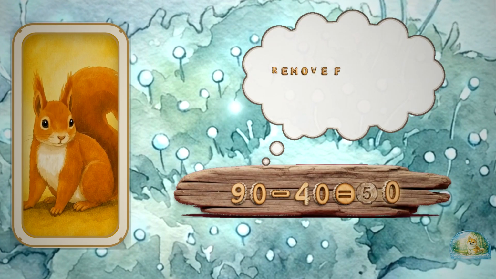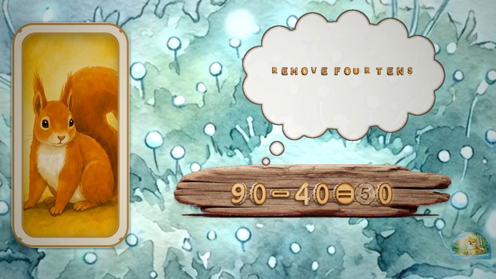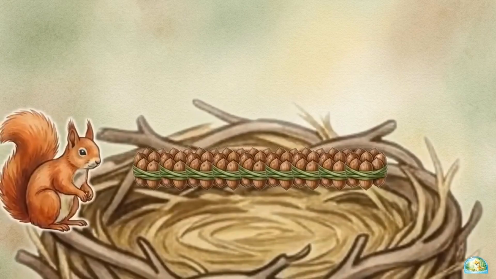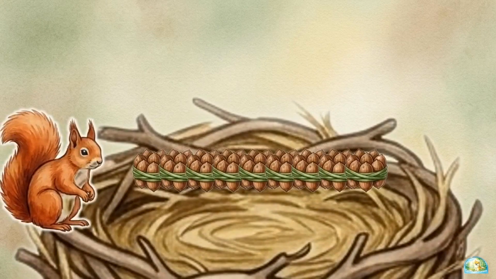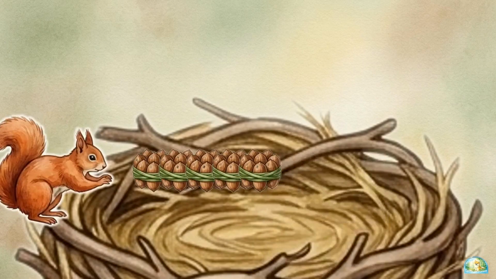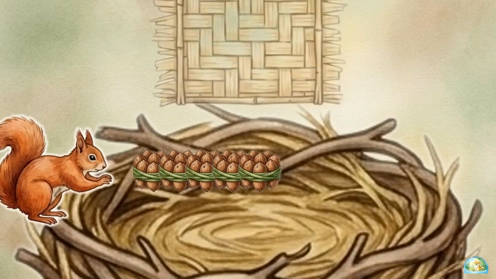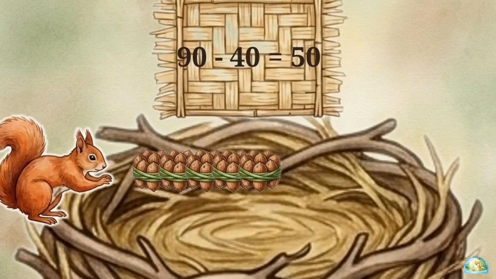9 tens minus 4 tens leaves 5 tens. Higher in the canopy loft, we find 9 bundles of 10. If 4 are taken away, how many remain? Remove 4 bundles. 5 bundles remain, which is 50. 90 minus 40 equals 50.